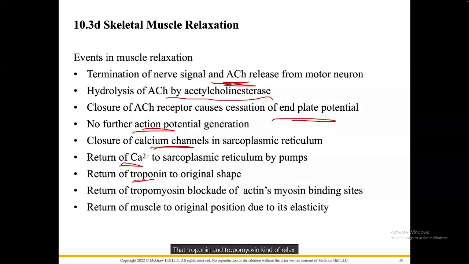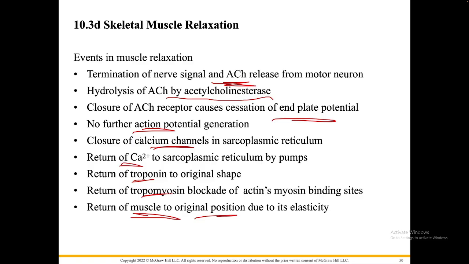That troponin and tropomyosin kind of relax. I think about that as closing the door. And basically everything returns to its original position. It would stay relaxed until it got another nerve signal and more acetylcholine was released.